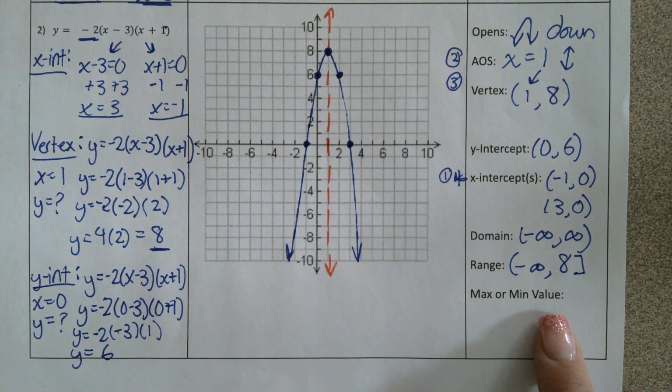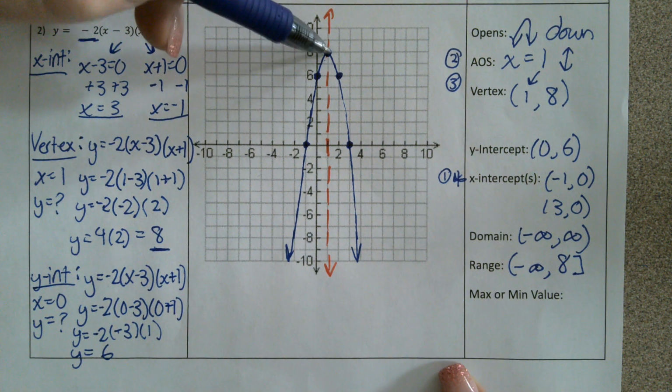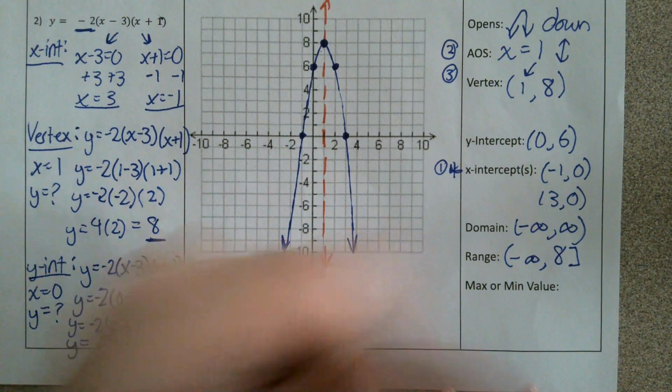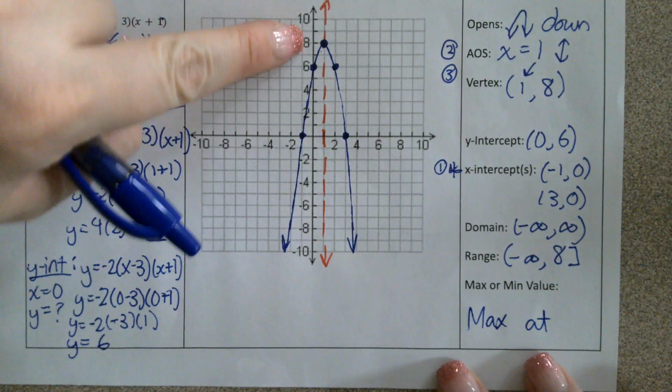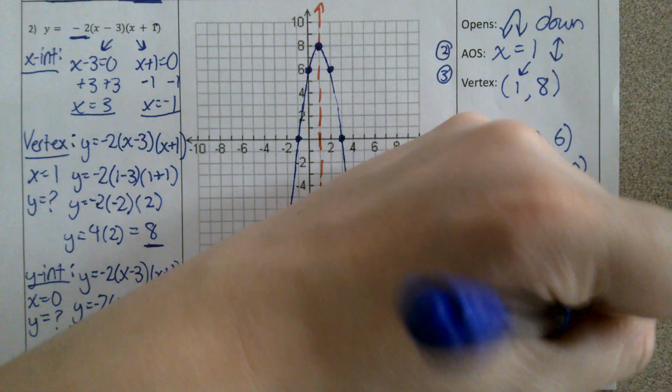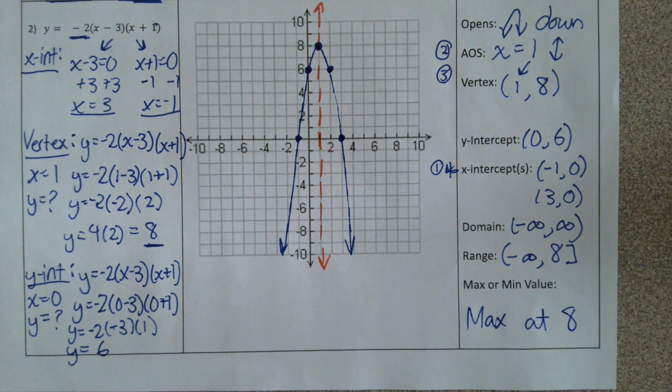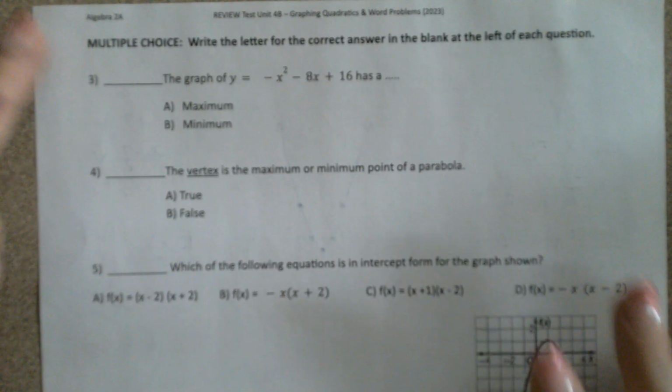Max or min, look at your vertex. This is the highest point on the graph. So this is a max at 8. That's the y value, also in our range. And that's it. Backside. These multiple choice questions go very quickly.